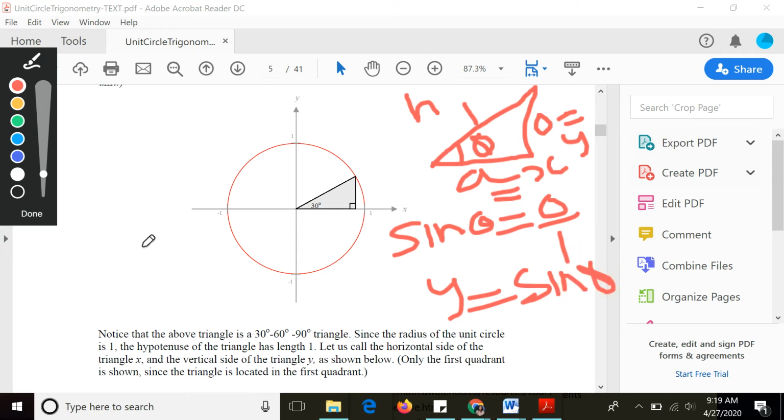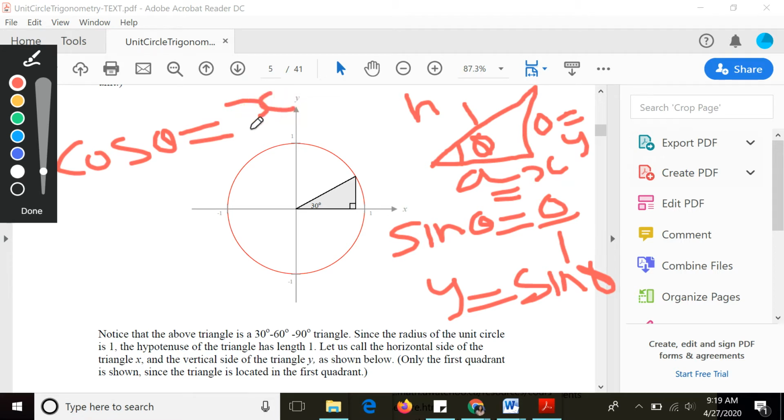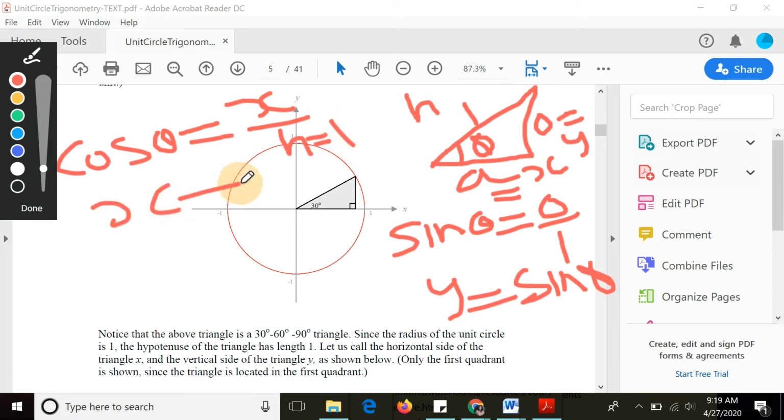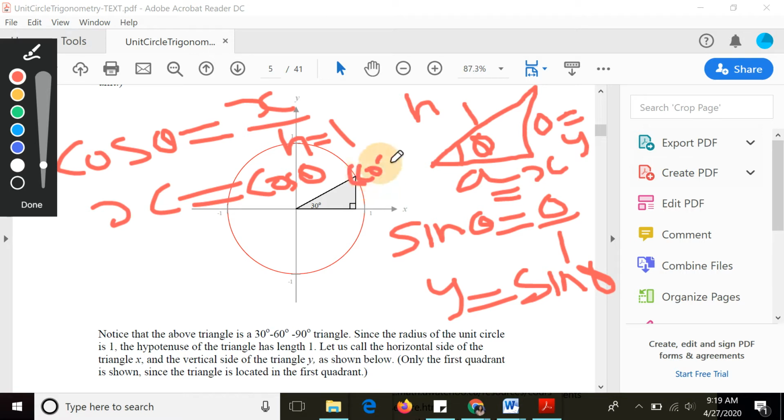And similarly, you can find x. If you again use SOHCAHTOA and cos theta this time, cos theta is equal to adjacent over hypotenuse, and adjacent is x and hypotenuse is h, which in this case is 1, which means x is equal to cos theta. So always remember that your x is cos theta, y is sine theta. So here, this will be cos 30, and then you will have sine 30, which in this case will be sine of 30 degrees.